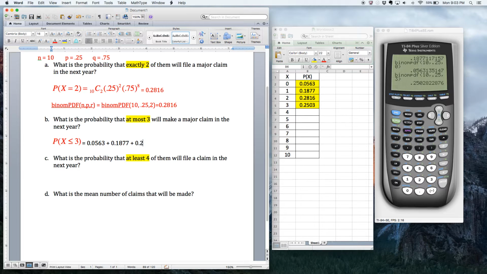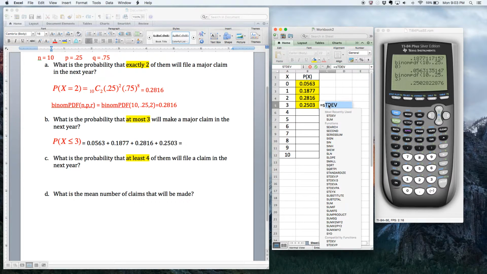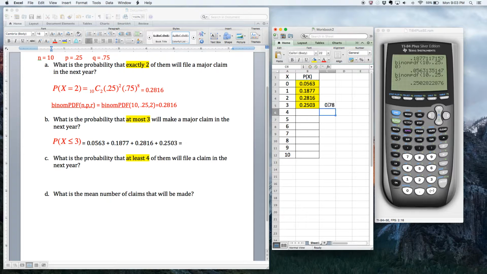So all I'm doing is adding up these probabilities. Let me give this a quick look, make sure I didn't make any typos. So 0.0563, 0.1877, 0.2816 and 0.2503. All right, so we've got to add those. Now, I'm in Microsoft Excel over here, and it's kind of convenient. I can just highlight and do equals sum. Excel is really nice to add things quickly for us, and obviously you can just punch that in a hand calculator. I'm getting 0.7759.